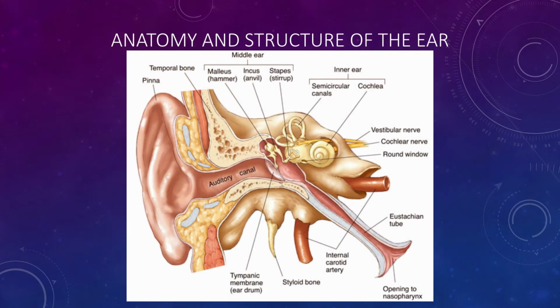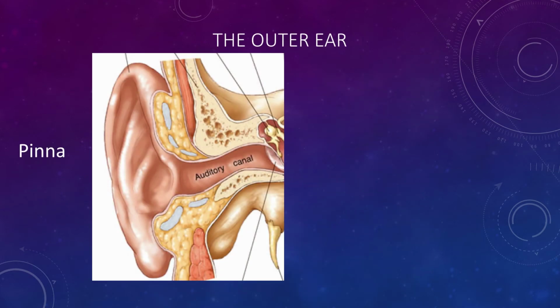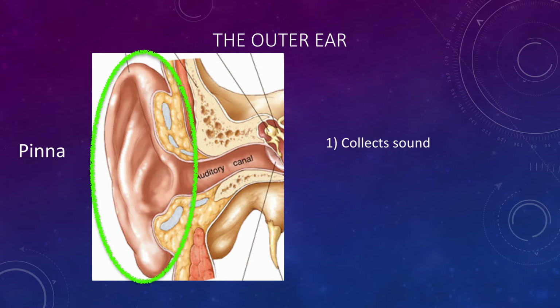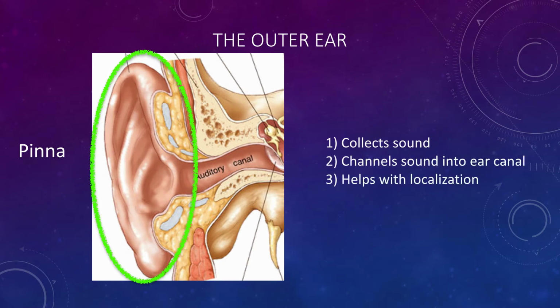The ear has three main parts: the outer ear, the middle ear, and the inner ear. The outer ear. The outer ear captures sound. In the outer ear, we have the pinna and the auditory canal or ear canal. The pinna acts like a funnel. It collects sound and channels it into the ear canal. It also helps with localization.